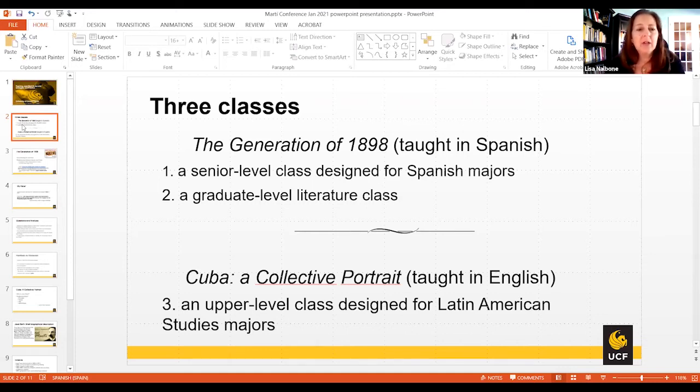And so the classes are the Generation of 98 taught in Spanish, which is, I have a section that's an undergraduate and then a graduate level. So 1 semester and then the other. And then also I was a guest lecturer for 1 night in a class that's called Cuba, a Collective Portrait, taught by 2 colleagues of mine in English. And in this class, students learn about Cuban history, the life in Cuba, and then they spend a week in Cuba during spring break. It's an upper level class for Latin American studies students.